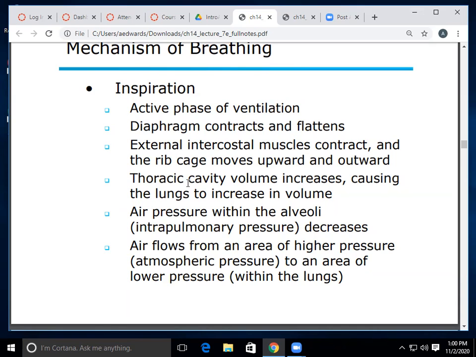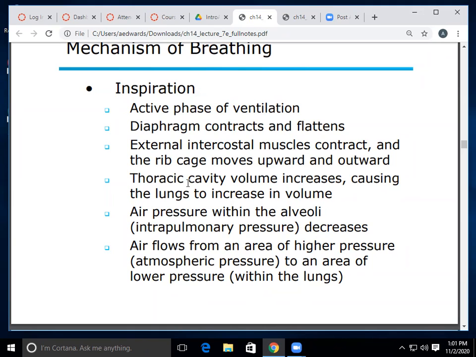Your external intercostal muscles contract. Anybody remember where intercostal muscles are? They're in the ribs. So your external rib cage muscles are going to contract, and your rib cage moves upward and outward, again making this space bigger so you can take in oxygen. Your thoracic cavity volume is going to increase, which allows your lungs to increase their volume.